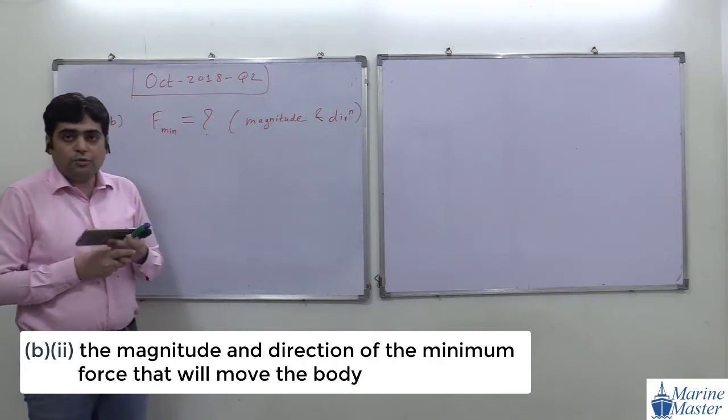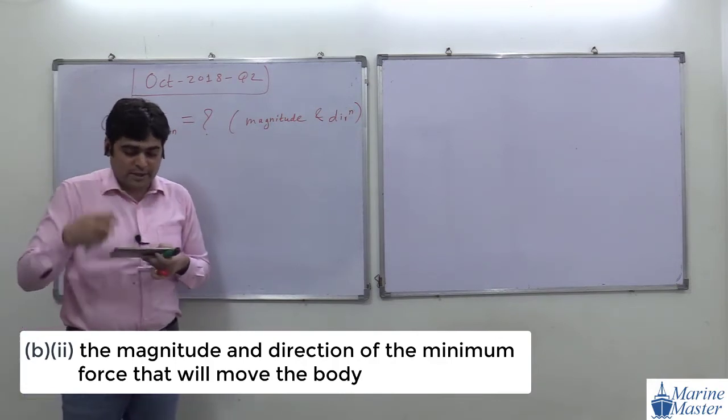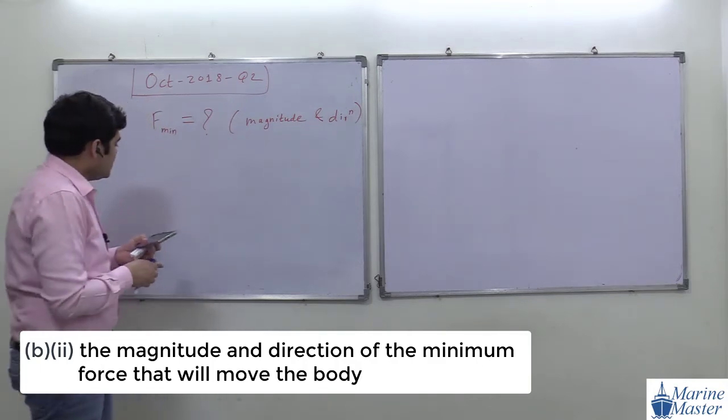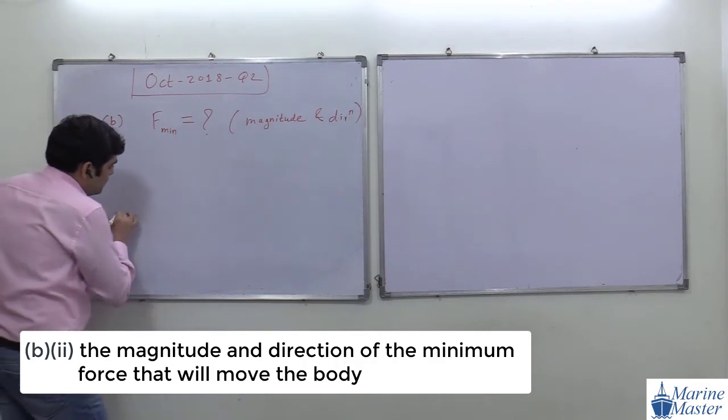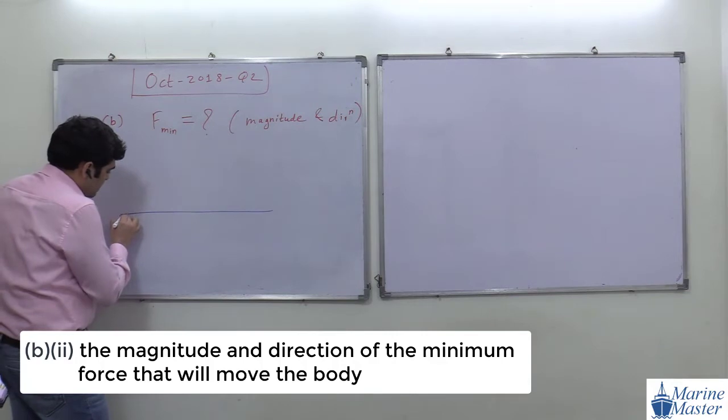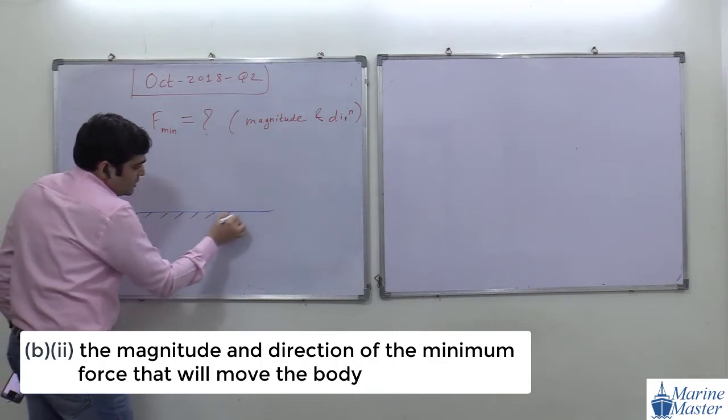So now how to find out that one? Guys, see the point here. Very, very important discussion. See the point. Suppose we have a body. We have a body which is on a horizontal plane.